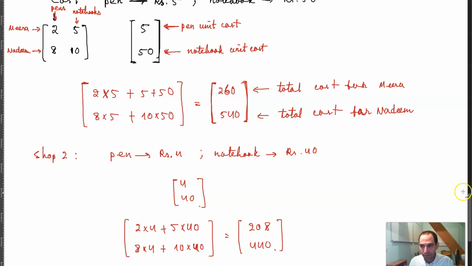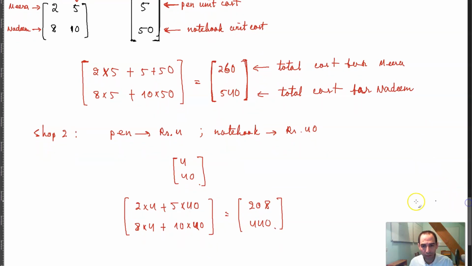Now, as you can see, Mira has to pay only 208 rupees instead of 260 rupees, which is amazing. And Nadim, instead of 540 rupees, has to pay 440 rupees, 100 rupees less. And 100 rupees is a lot of money, of course. With 100 rupees, you can eat fairly well at a good restaurant in India. Of course, if you live in India, you already know that better than me.